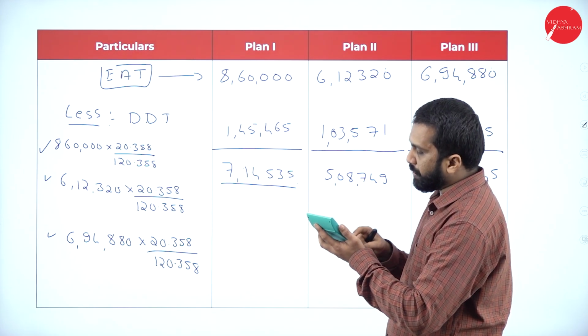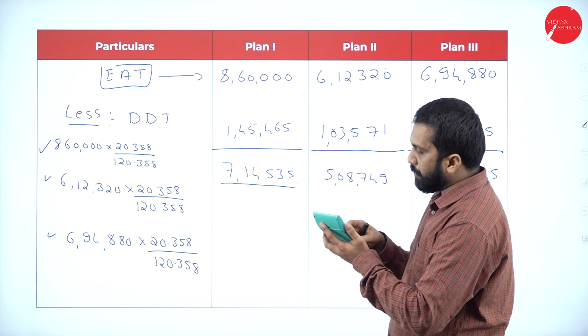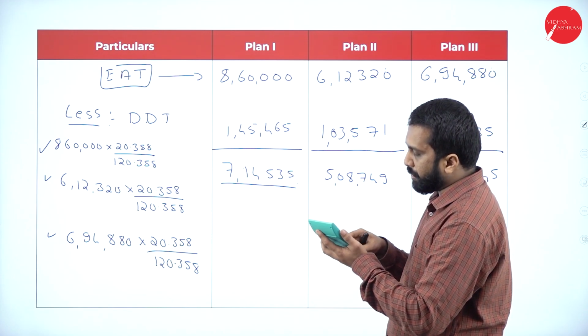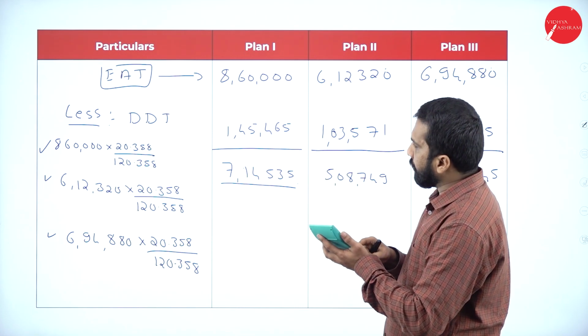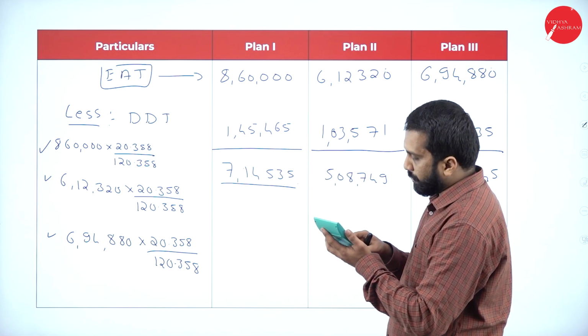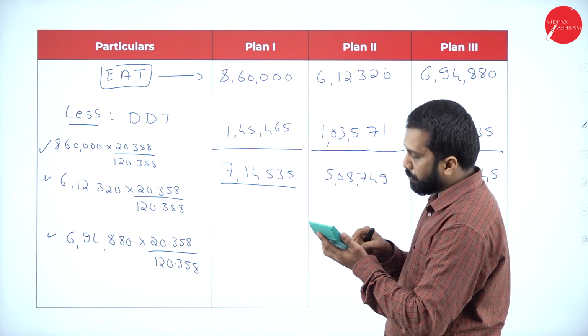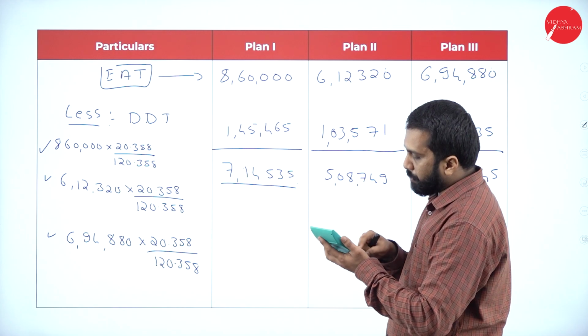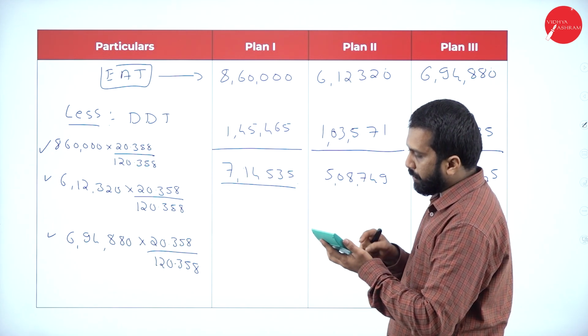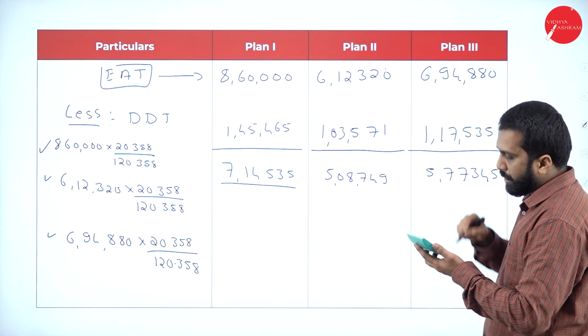8,60,000 multiplied with 20.358 divided by 120.358. 1,45,465. It is correct. 6,12,320 multiplied with 20.358 divided by 120.358. The second one also correct.